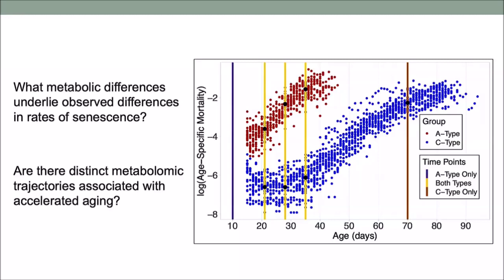So for the C types, we wanted essentially what the really old C types look like. So we collected some samples from day 70. It's not possible to do that for the A types, right? Because they're all dead. For the A types, we wanted their reproductive window, or when selection is focused on them, which is day 9. We also can't collect day 9 samples for the C types because not enough of them have emerged at that point because of this difference.